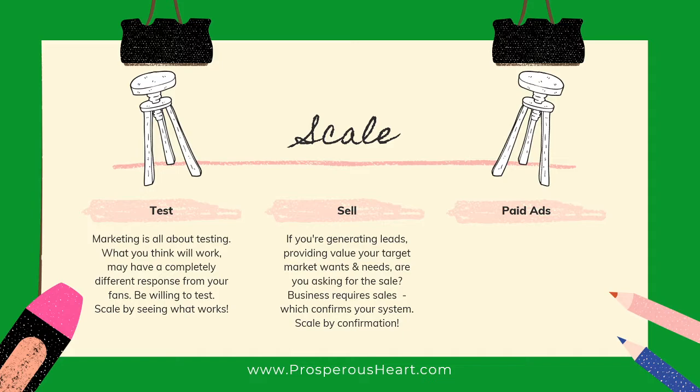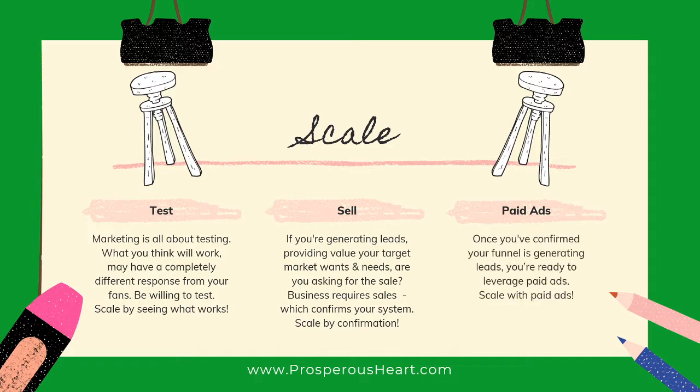If you're not in business, right? Business requires sales, which, when you have sales, means it's confirming your system. So whatever structure you've created, if you are making sales, then it's working, right? Tweak it to make it better. If you're not making sales, what's not working, right? You have to, again, scale by testing, but also scale by confirmation.